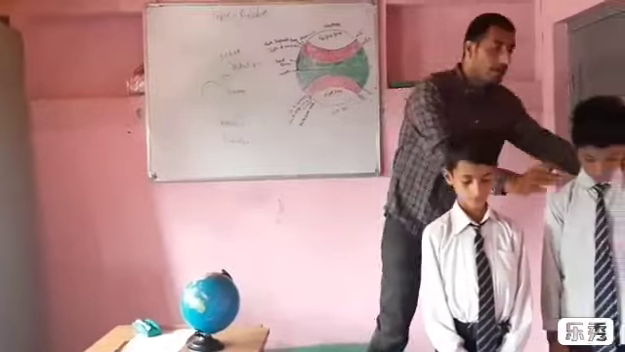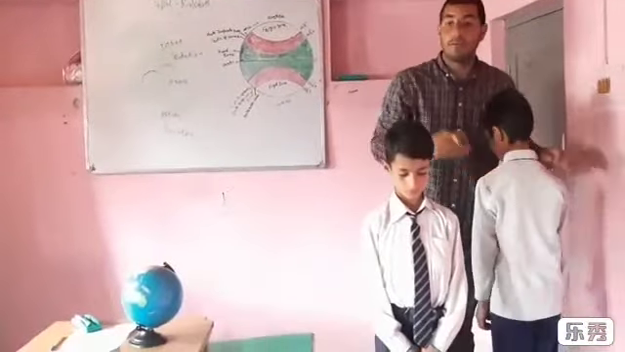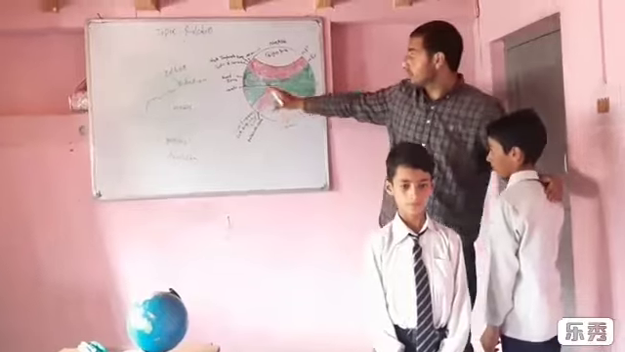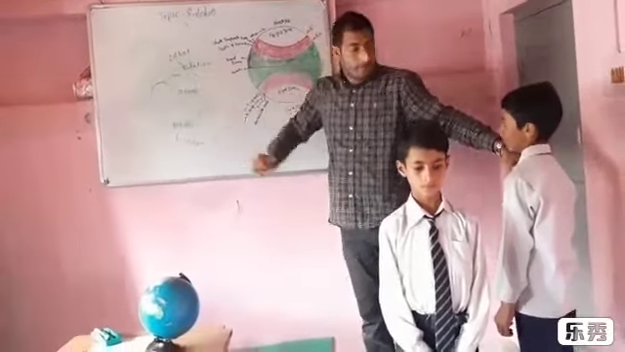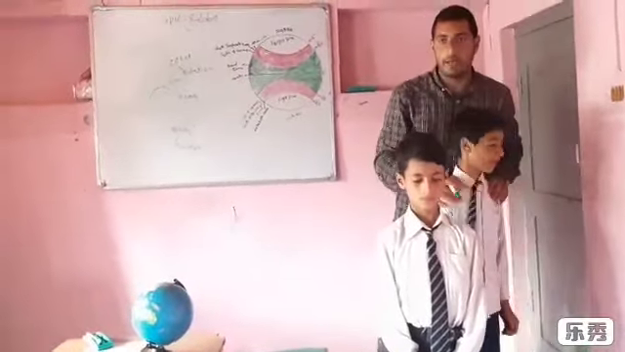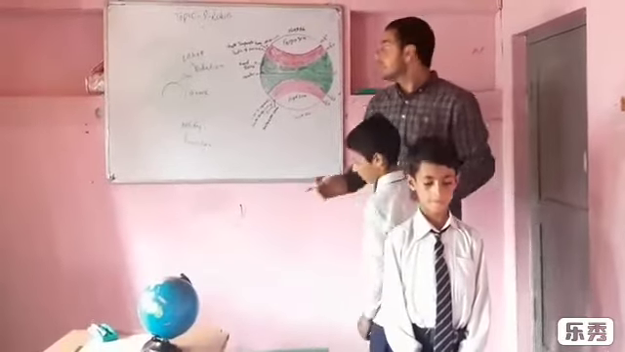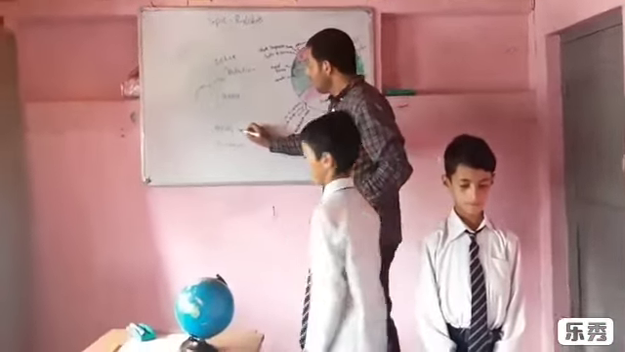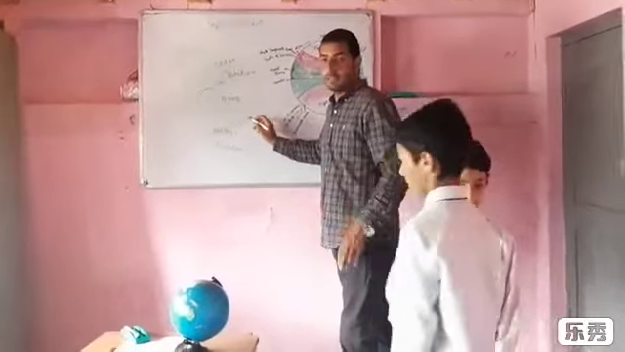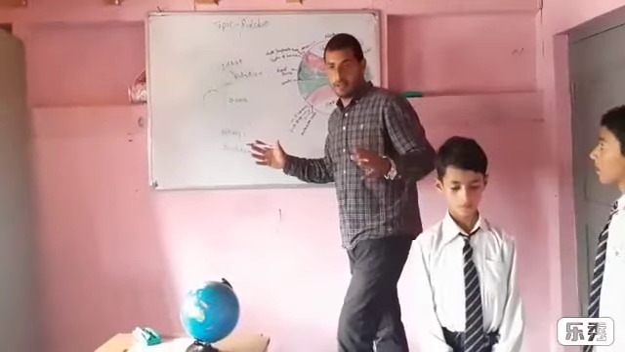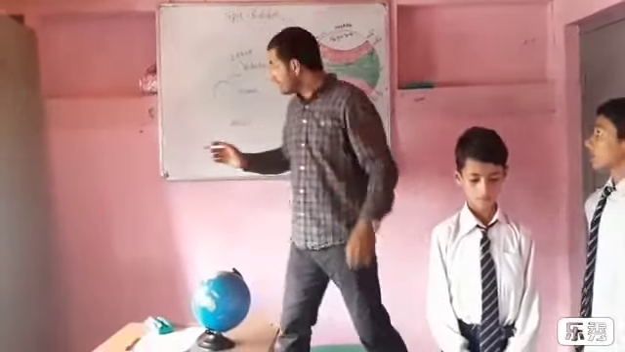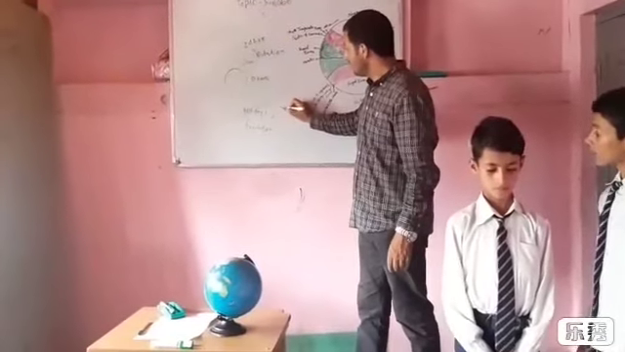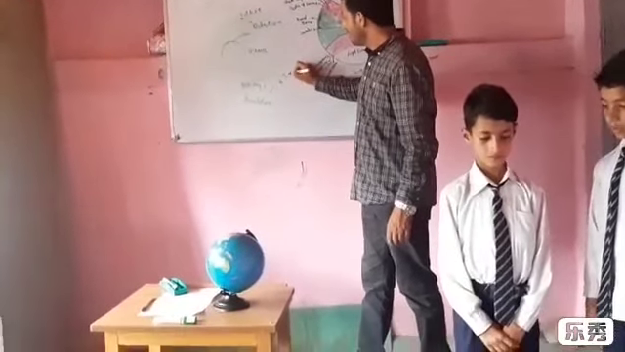When the earth makes a rotation, it is the cause of day and night on earth. 24 hours, I write here. And when the earth makes a full circle, this is revolution. It takes 365 days. That means it's 1 year on the earth, and this is the cause of 4 seasons on earth.